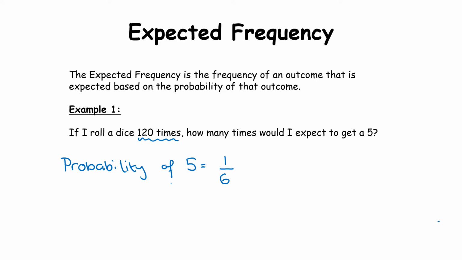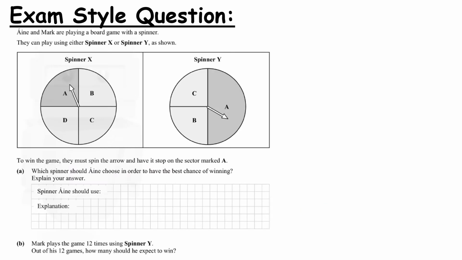So how we use the probability to get the expected frequency, so I'm going to shorten that, expected frequency, we simply multiply the probability, so a sixth, by the number of times that we do the event. So this time we're rolling that dice 120 times. Put that into your calculator and we will expect to get a 5 20 times.